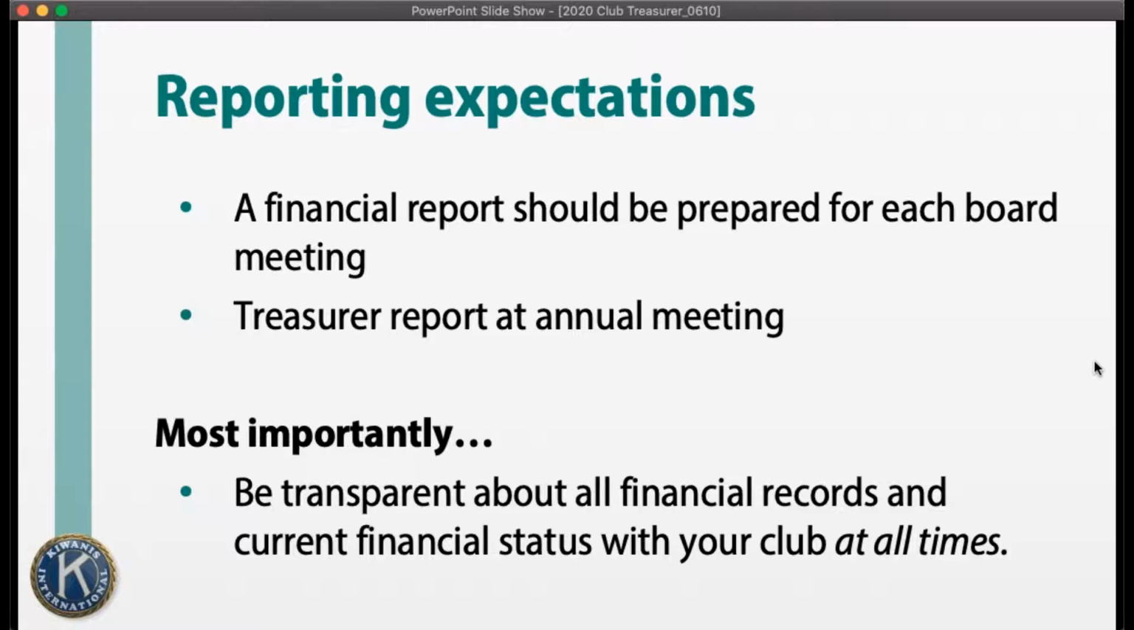Most importantly, be transparent about all financial records and the current financial status of your club at all times. If something is wrong, address it right away and make sure that the people who need to be aware are aware. But maintaining that transparency is so, so, so important. And the future of your club really depends on it.